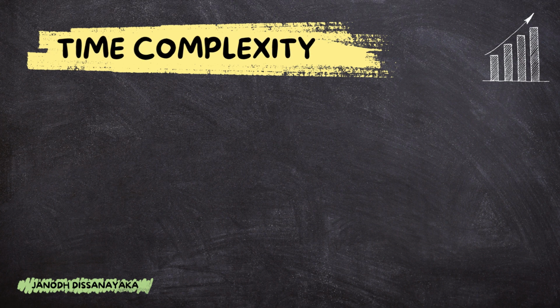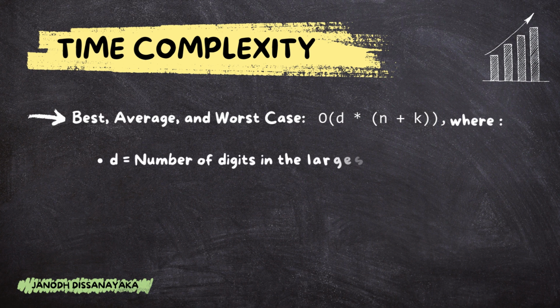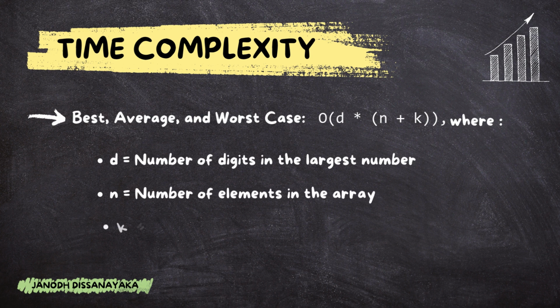Let's break down the time complexity of radix sort. Alright, now let's break down the time complexity of radix sort and see why it's so efficient. Best, average and worst case, the formula appears as O(d * (n + k)). Here's what each term means. D is the number of digits in the largest number. N is the total number of elements in the array. K is the range of digits, which is 0 to 9 in base 10.